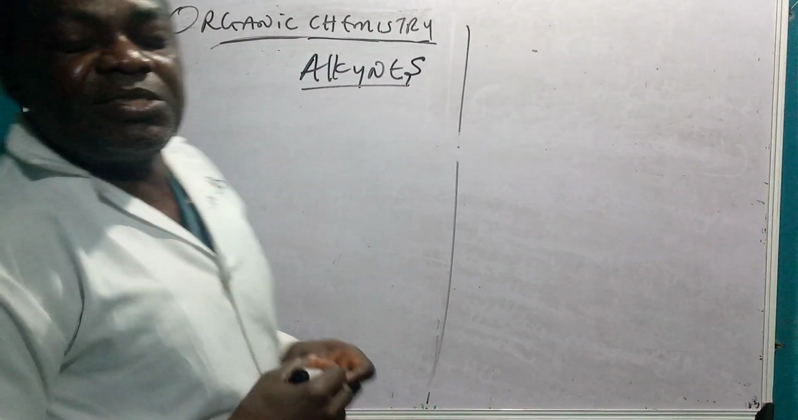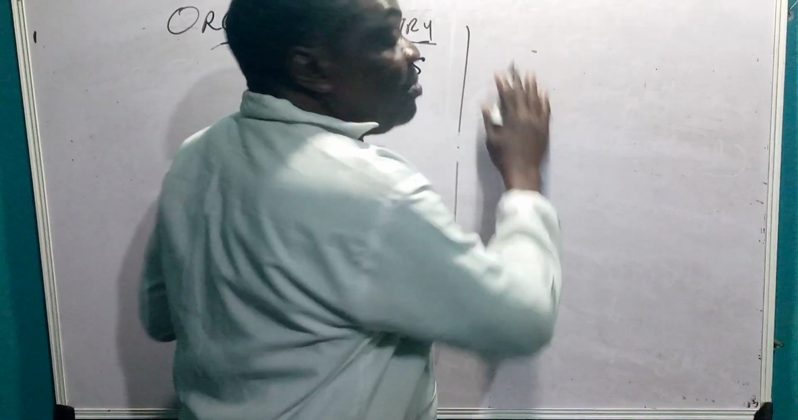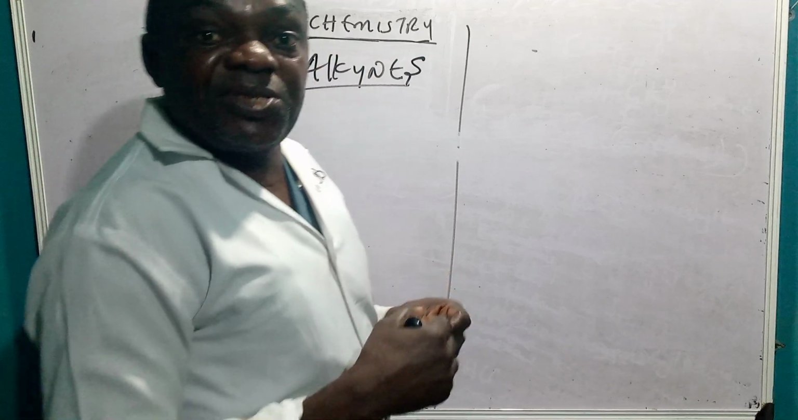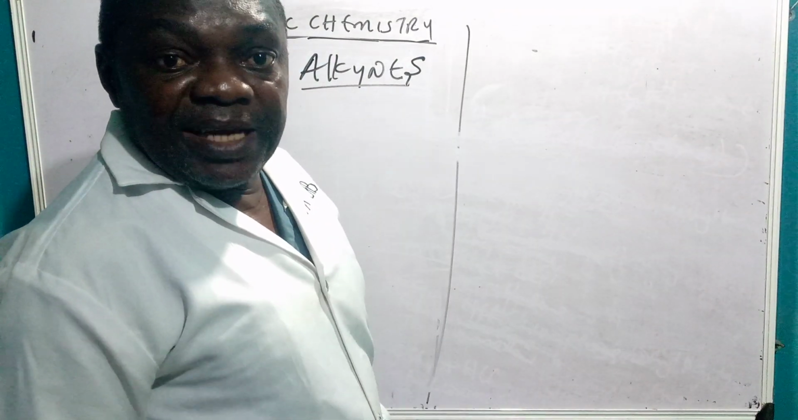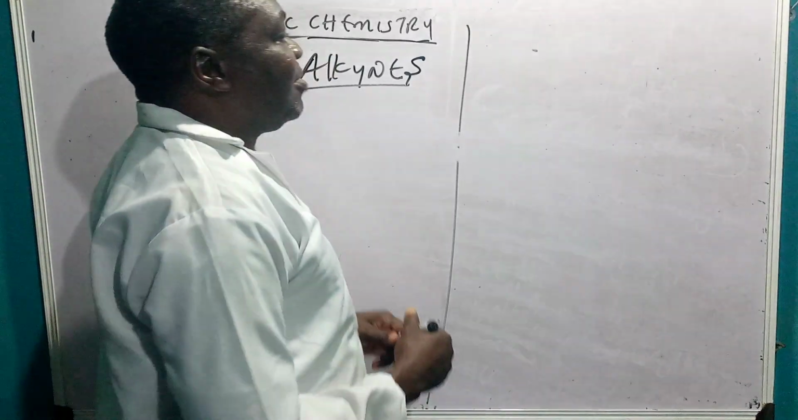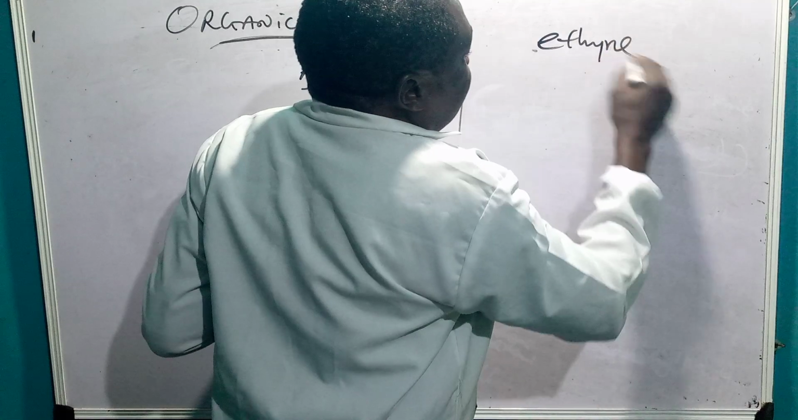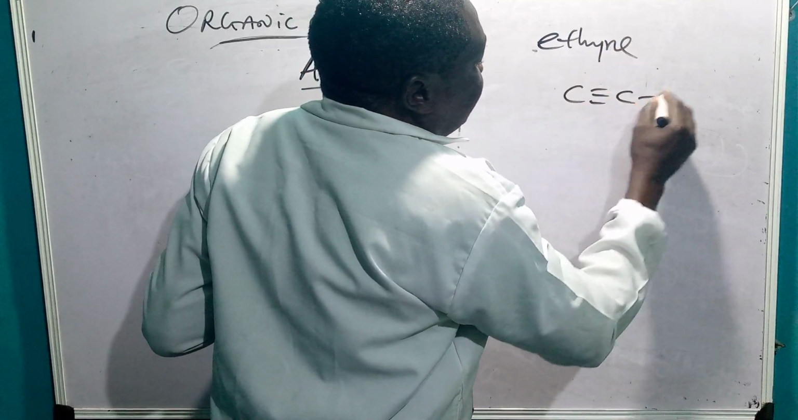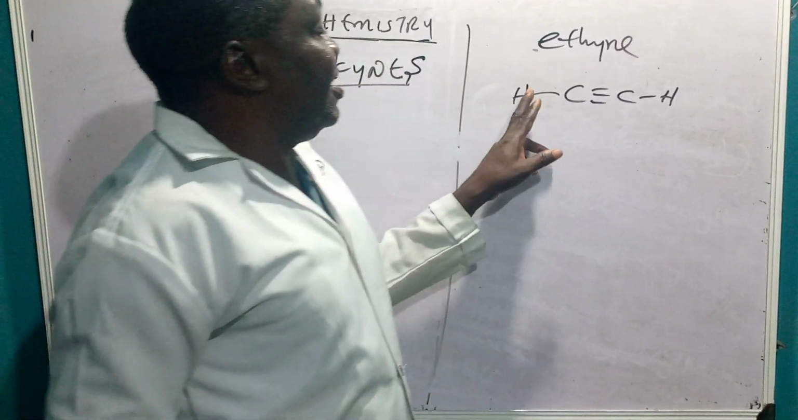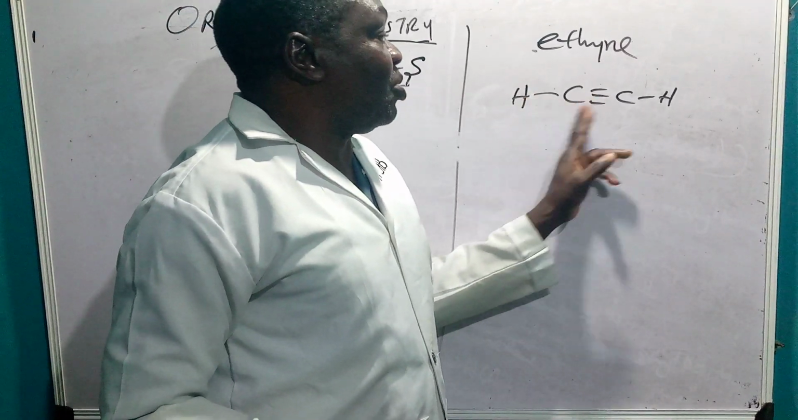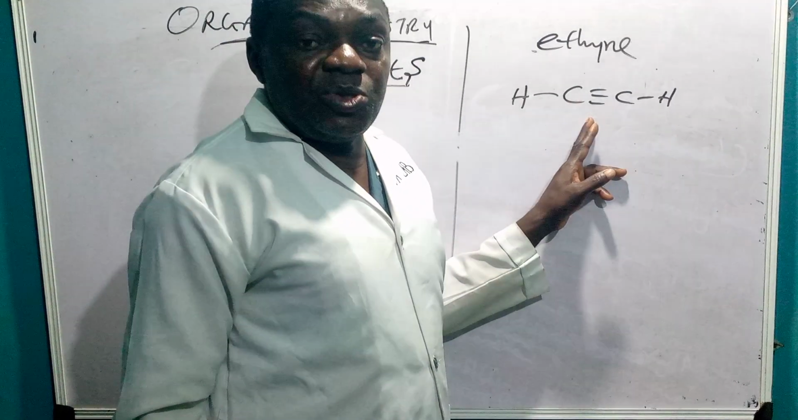So alkynes, since they have a triple bond, also have their homologous series. You have ethyne, propyne, butyne, pentyne, and so on and so forth. The simplest member is ethyne. You have it in this format. Remember, I told you in the first video that carbon is tetravalent, meaning it has 4 bonds. So this is ethyne. This is the one we are going to use for the reactions.